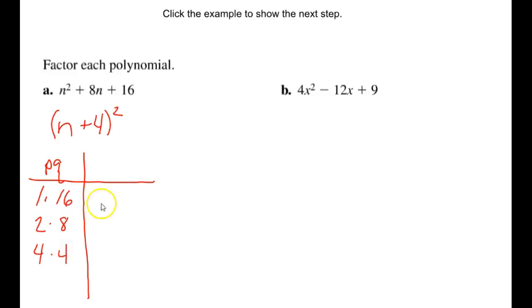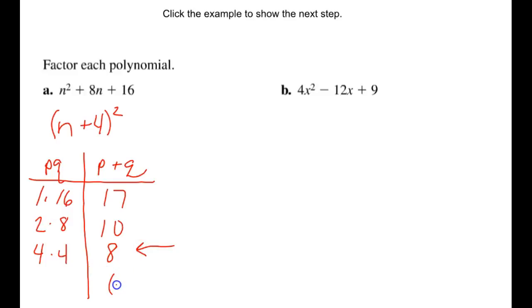So now let's find the sum. I add them together and see what I get. So 16 plus 1 is 17, 8 plus 2 is 10, 4 plus 4 is 8. So I'd see I would be using this grouping right here, because it added up to the middle term.